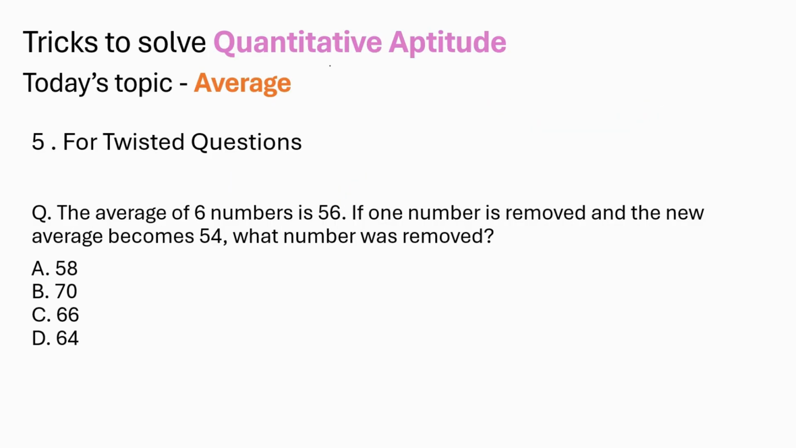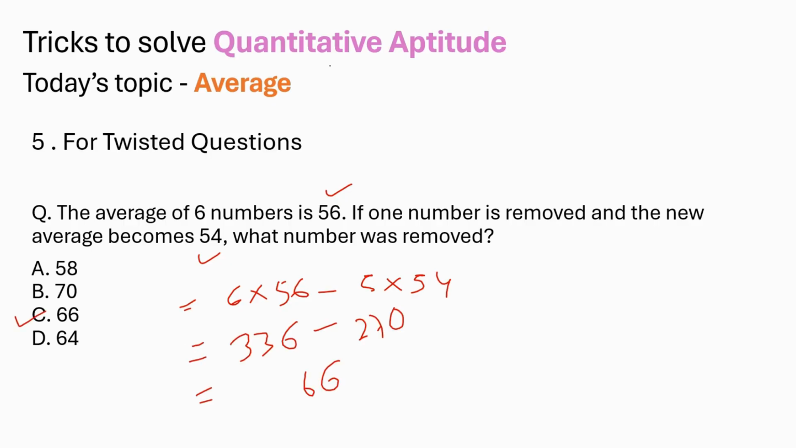The next question: the average of 6 numbers is 56. If one number is removed and the new average becomes 54, what number was removed? The average of 6 items is 56, so 6 into 56, and one number is removed, so now there are 5 items, so 5 into 54. If we solve this, the answer is 66.